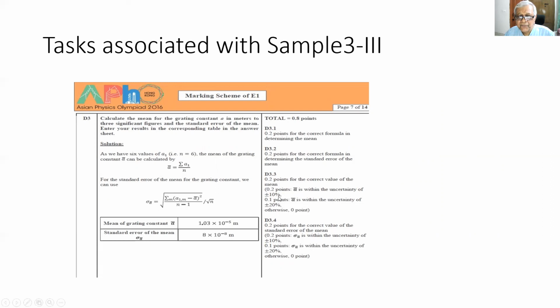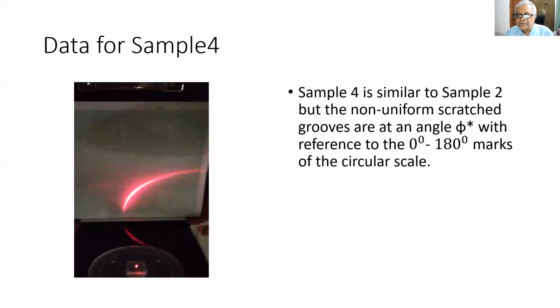Out here, you can see that if the uncertainty in A is within 10%, then you get full marks. If it is within 20%, you get 0.1 marks, and otherwise you get 0 points. So you have to be very careful. This calculation itself would tell you how careful you have been in measuring your data and how skillful you have been in obtaining the diffraction patterns. Well, that was the task with this.